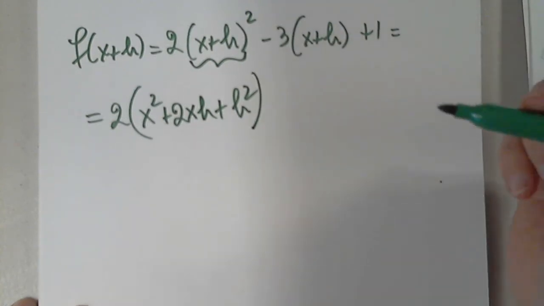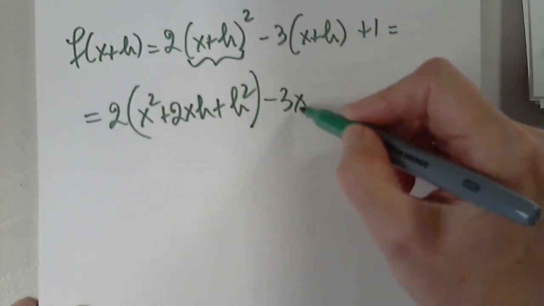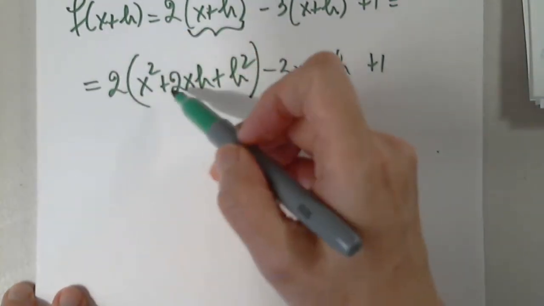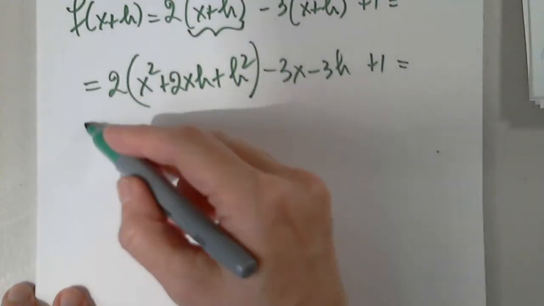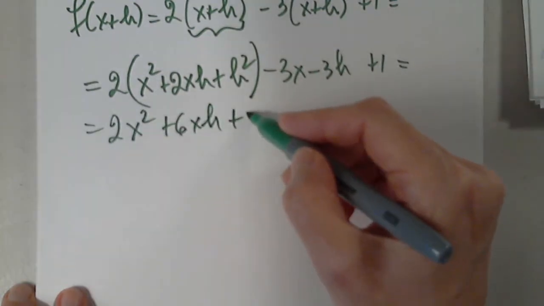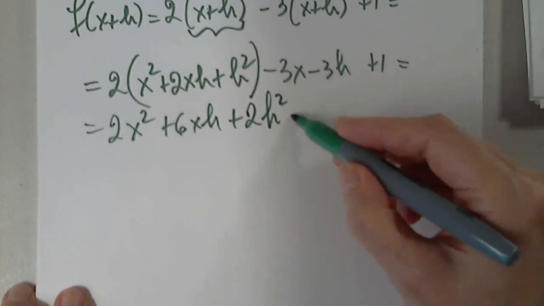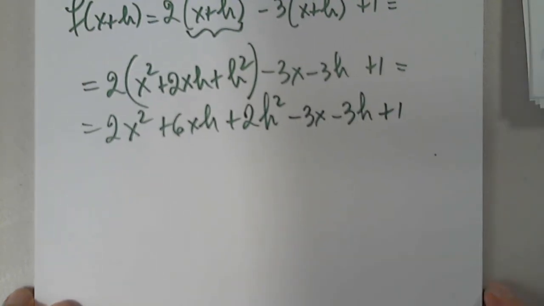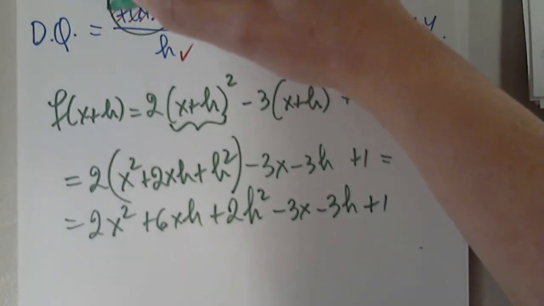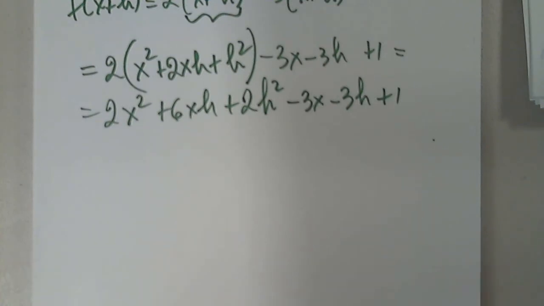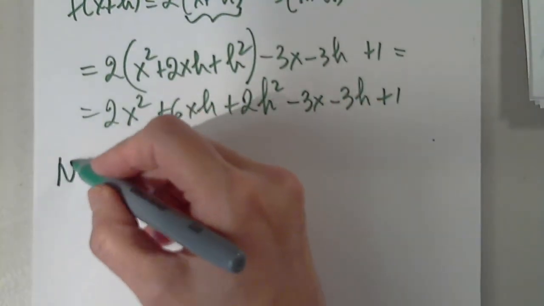I will close the parenthesis. I'll distribute here. Only now I'm allowed to distribute 2. 2x squared plus 6xh plus 2h squared minus 3x minus 3h and plus 1. And now finally I have this piece as well. I'm ready to put all of them together, but at first a note.